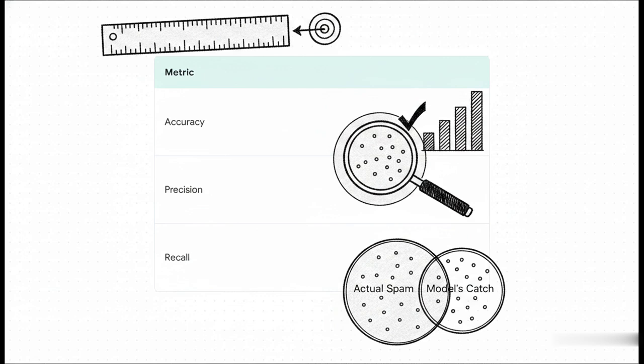You really need all three. Because think about it, a spam filter that just deletes every single email you receive has 100% recall, but absolutely terrible precision. These metrics are what keep our models honest.